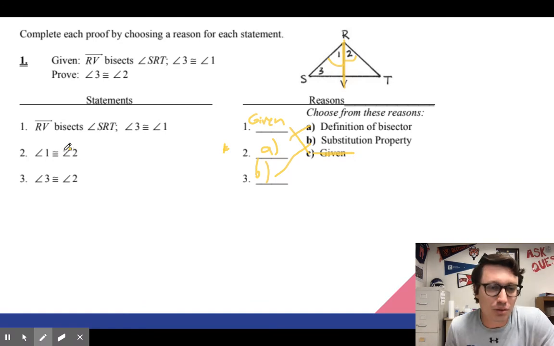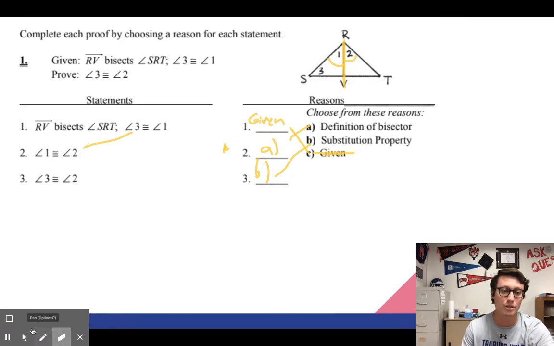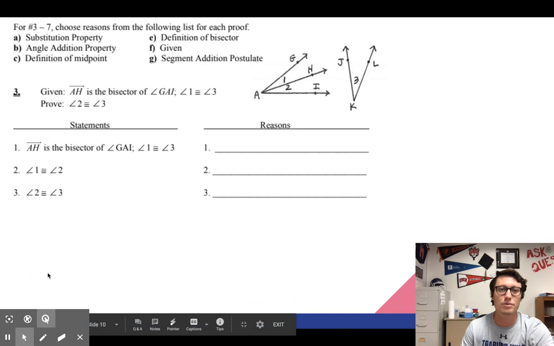Okay, so if angle 1 is congruent to angle 2, how can we conclude that angle 3 is congruent to angle 2? Well, in our given statement, we found out that angle 3 was congruent to angle 1, and we found out that angle 1 was congruent to angle 2, so therefore you can substitute and then say that angle 3 is congruent to angle 2, right? Substitution, remember, also it could be technically the transitive property as well. Cool, let's do another one.